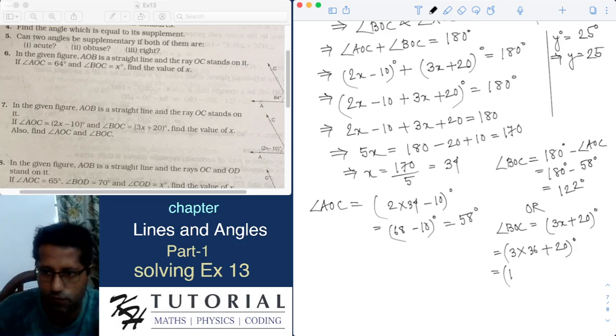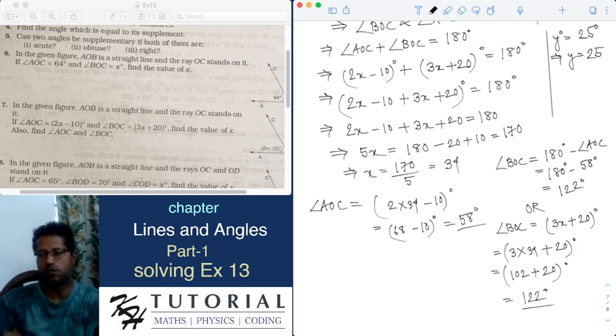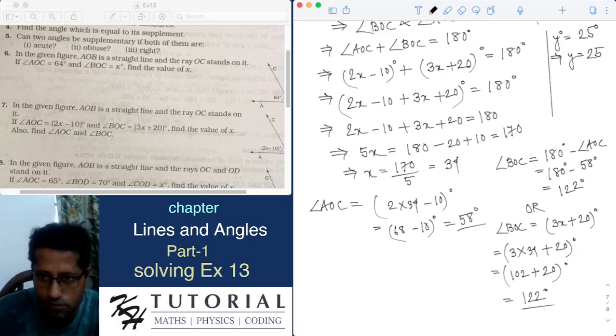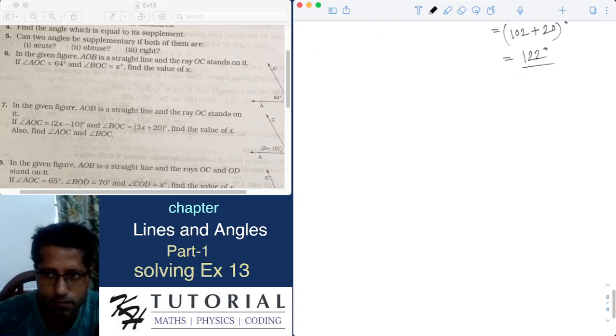The other way of solving angle BOC is using the expression 3x plus 20. We know x is 34, so we have 3 into 34 plus 20. This is 102 plus 20 degree. This is 122 degree. So angle AOC is 58 degree, angle BOC is 122 degree, and x is 34. Okay, let's do problem number 8.